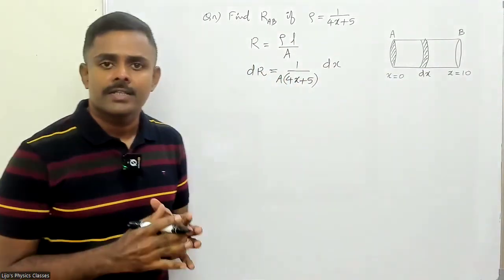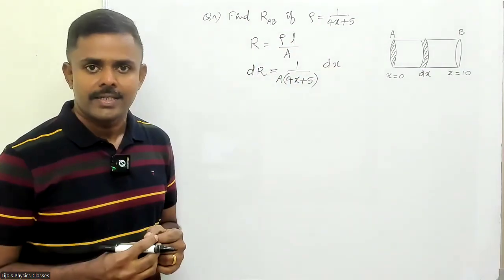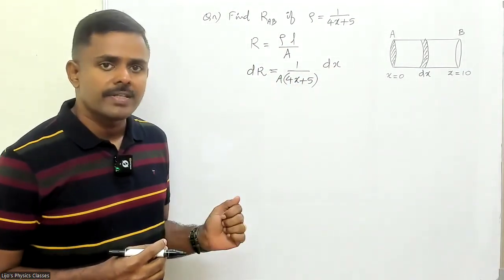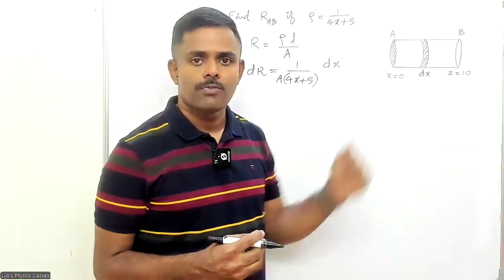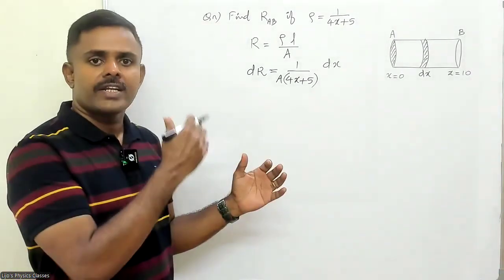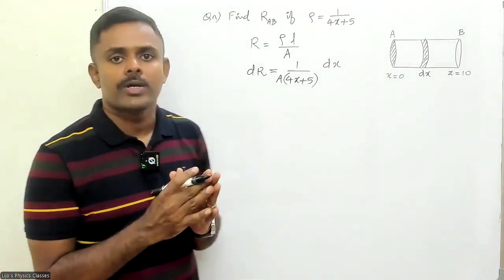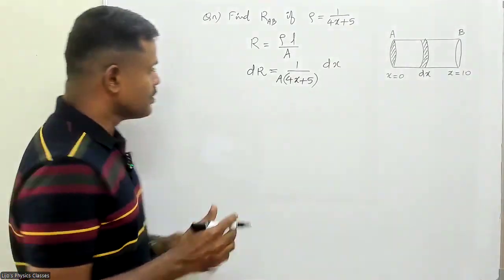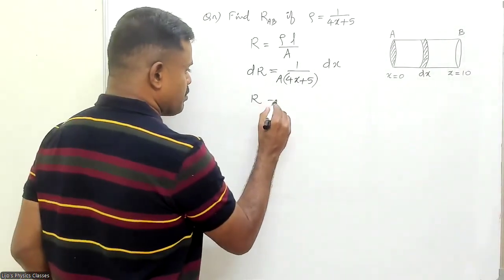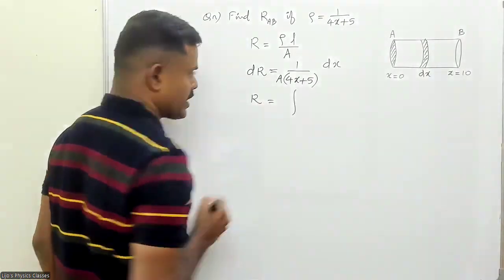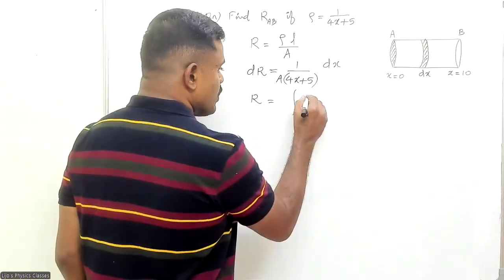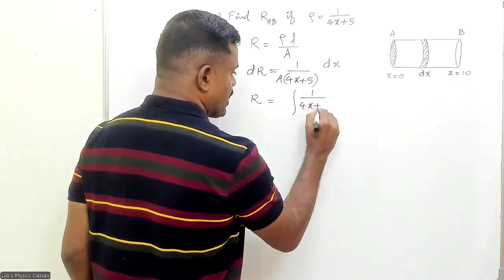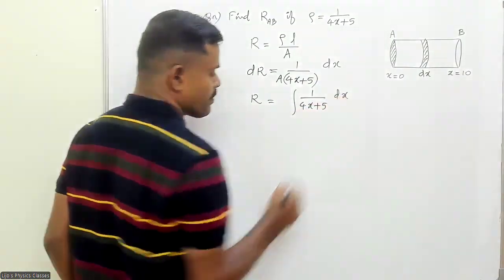So if you want to find the total resistance of the whole conductor, you should integrate between the limits 0 and 10. Why 0 and 10? Because the left and right ends are at 0 and 10 respectively. So I can find the total resistance by the process of integration. Integration of 1 by 4x plus 5 dx.